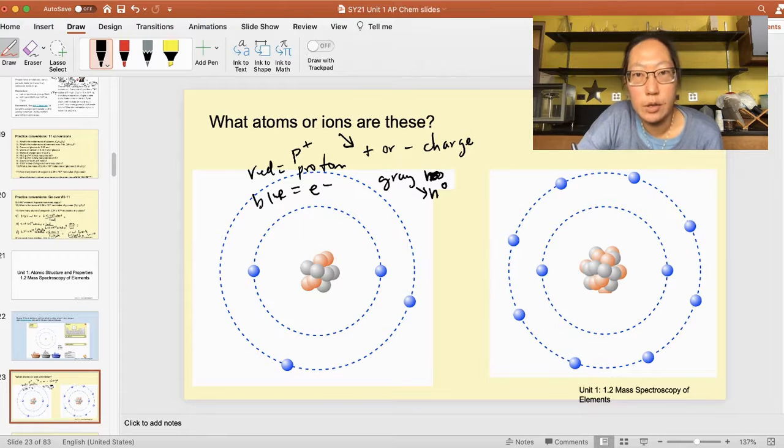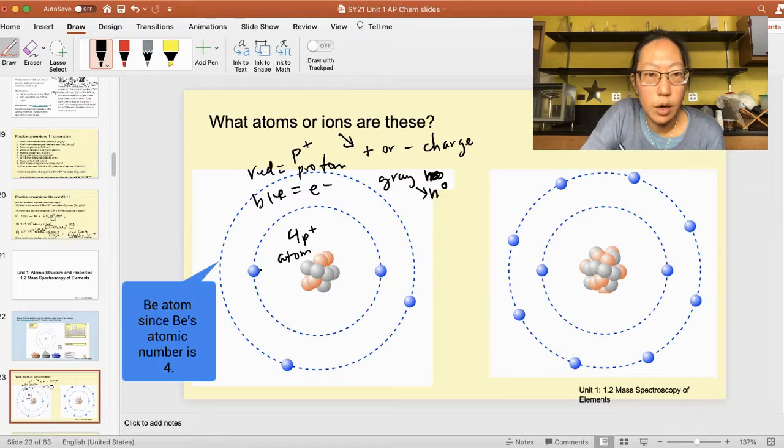Okay, we have an answer from a couple people. Be. Okay, so Be is beryllium. That is correct. So we have 1, 2, 3, 4 protons. All you have to look at is the protons, and you know what atom this is. And we should say this is an atom, right? Because we have 4 electrons, so -4 plus +4 comes out to 0. That means it is neutral.